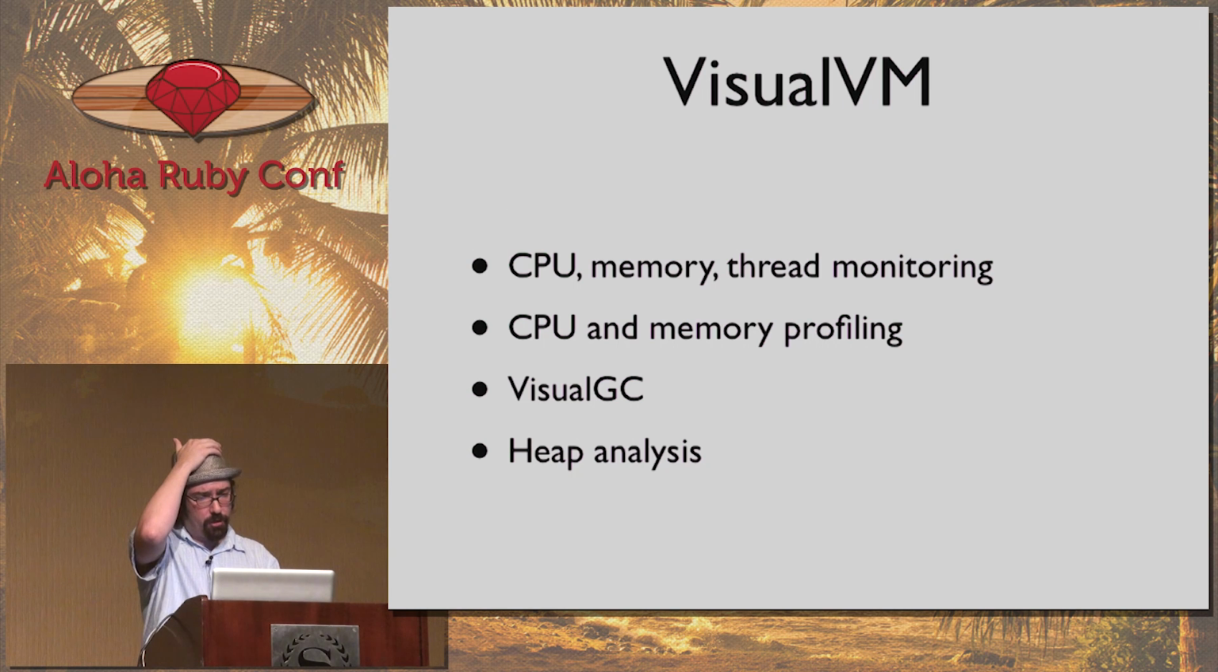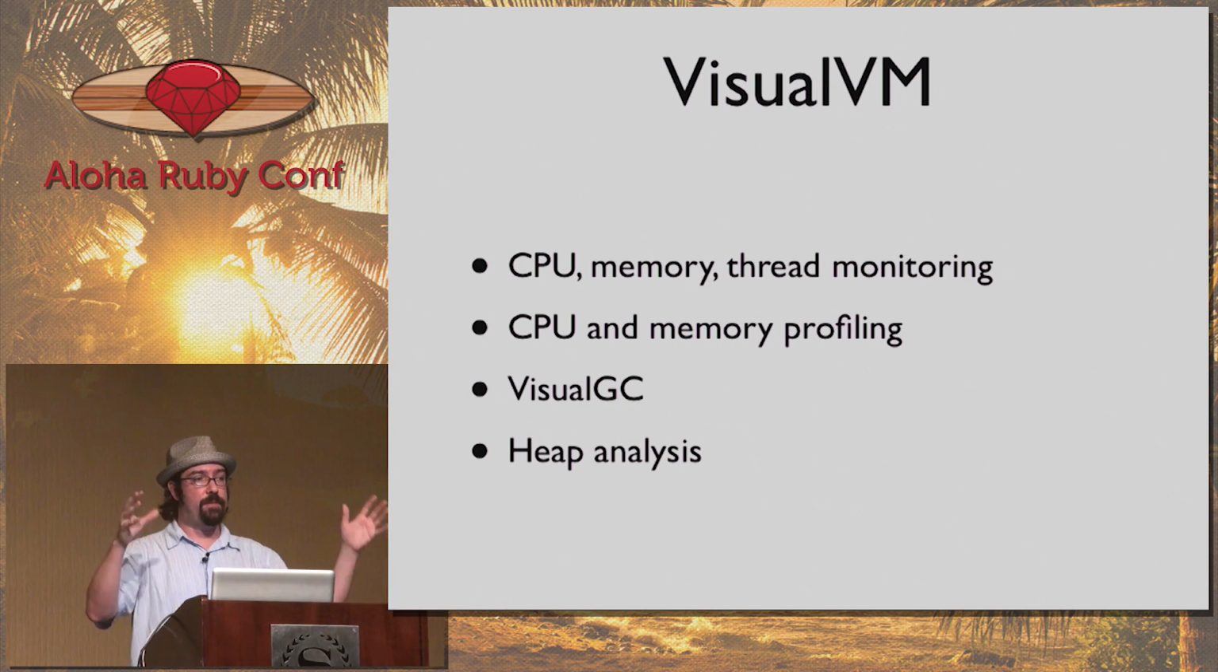So Visual VM is what I want to show a little bit. There are CPU, memory, and thread monitoring built in. There's profiling, either instrumented or sampled, built in that you can run on any application. Visual GC is really cool, which is what I'll show. And then you can pull off heap dumps, analyze them, see how many objects you have in memory, and then go and investigate why you have extra objects, why you're leaking, and so on.